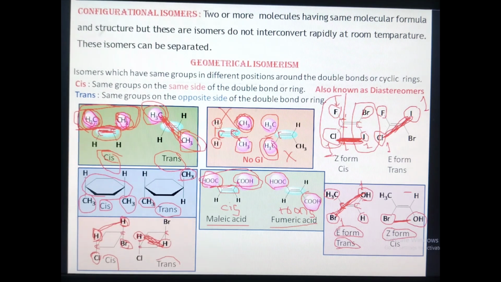And these are also known as diastereomers. We shall understand this while discussing the stereo optical isomers.